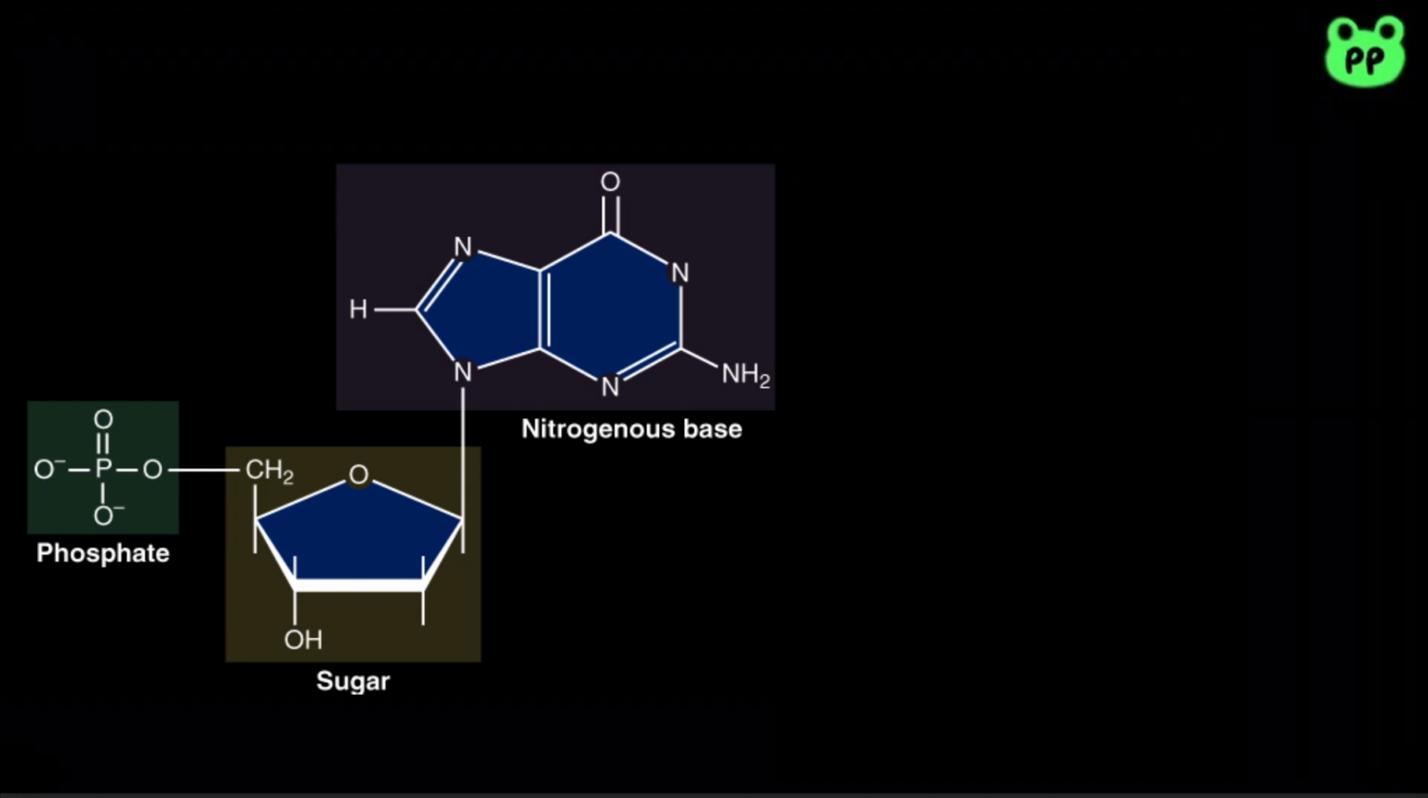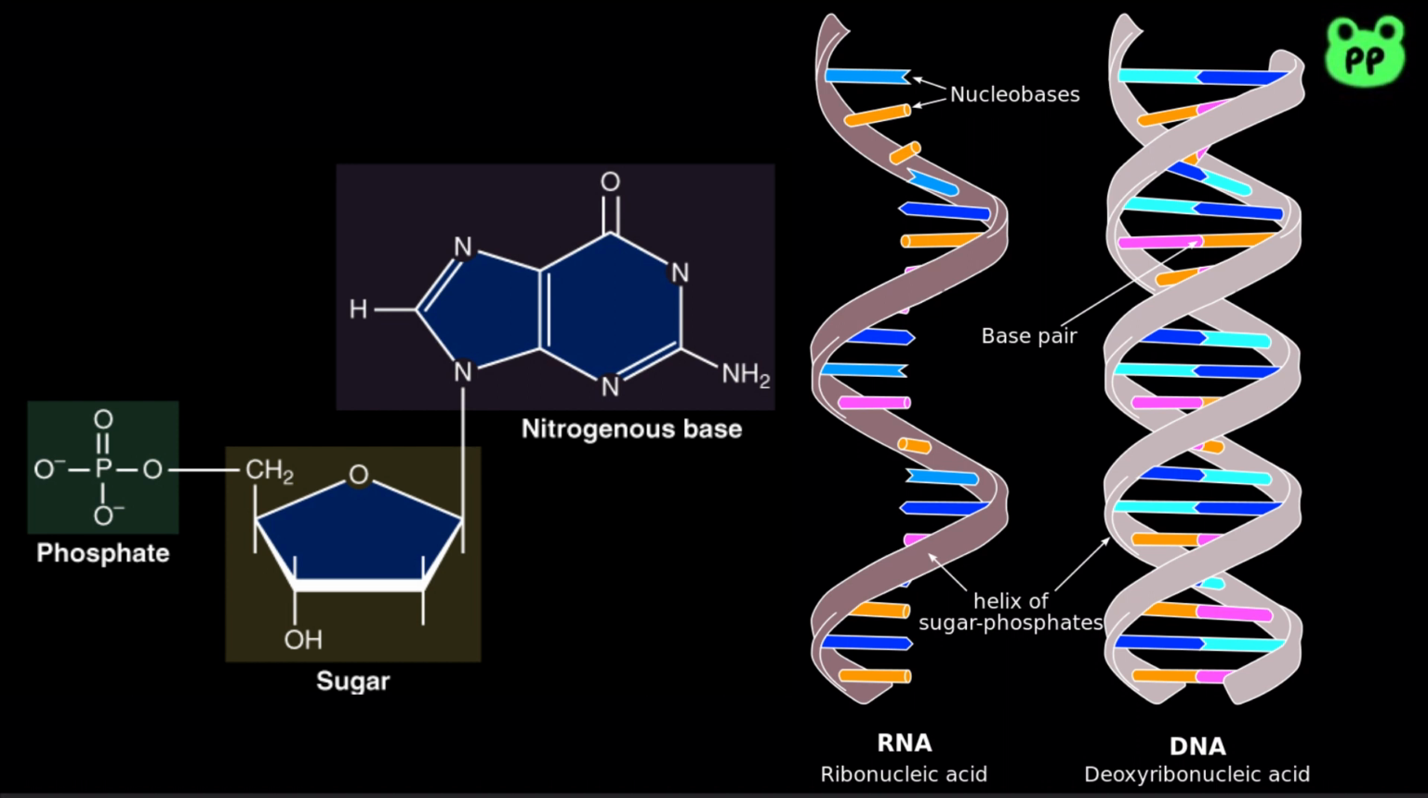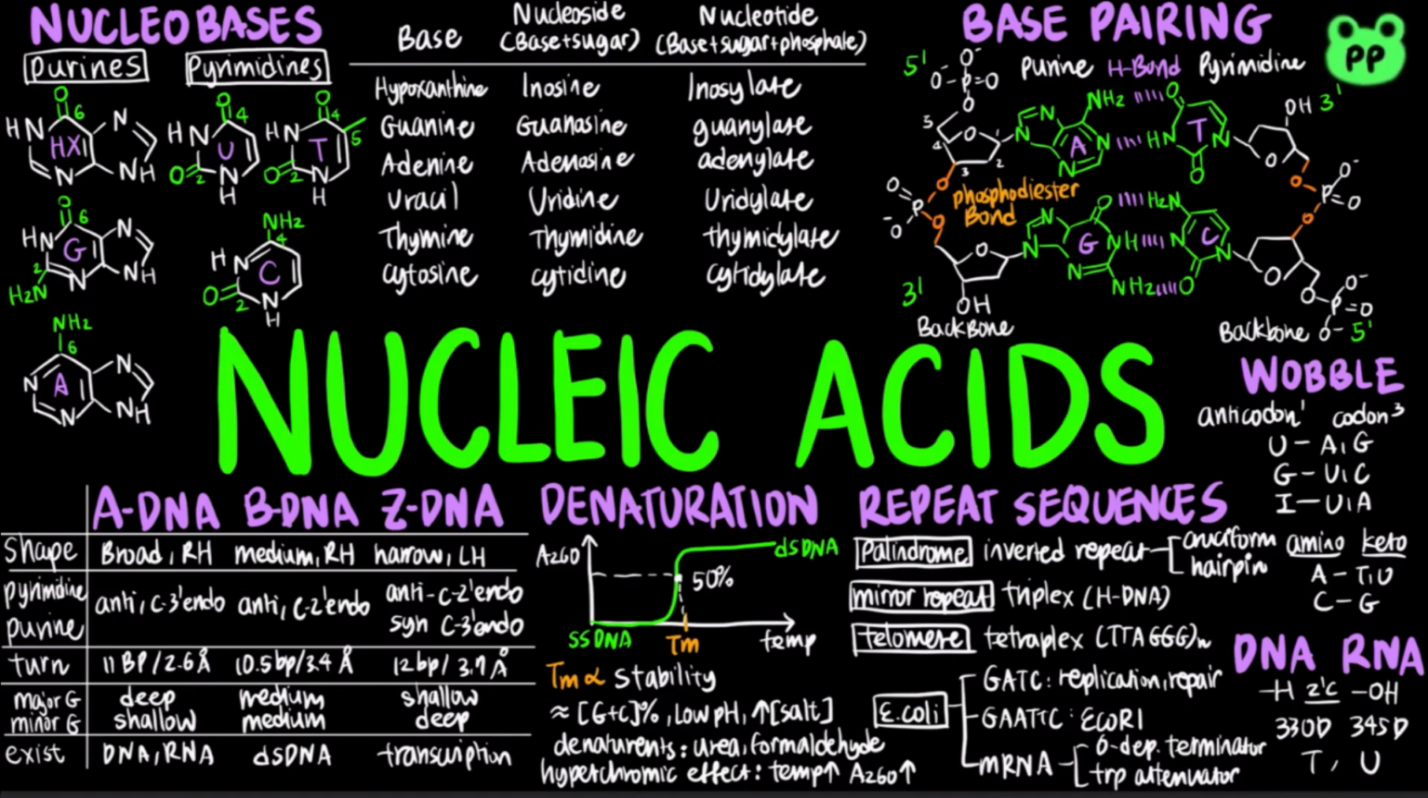Nucleotides are the monomers that make up nucleic acids, including DNA and RNA. A nucleotide consists of a sugar molecule attached to a phosphate group and a nitrogenous base. As I mentioned in my previous video titled Nucleic Acids, the nitrogenous bases are further classified by the number of rings they contain. Purines such as hypoxanthine, guanine, and adenine contain 2 fused rings. Pyrimidines such as cytosine, uracil, and thymine only contain a single ring.